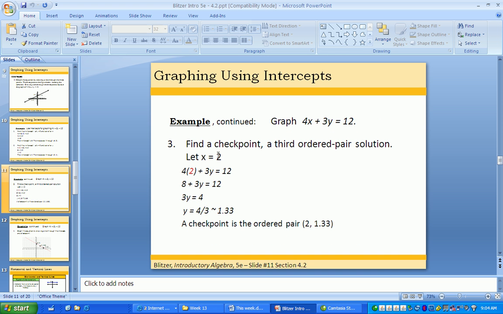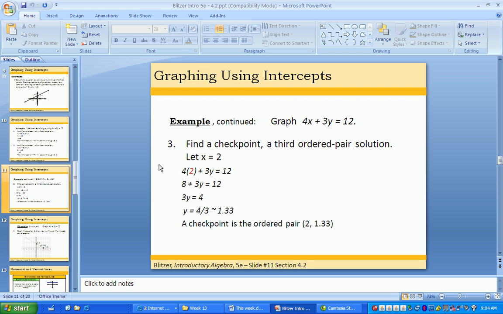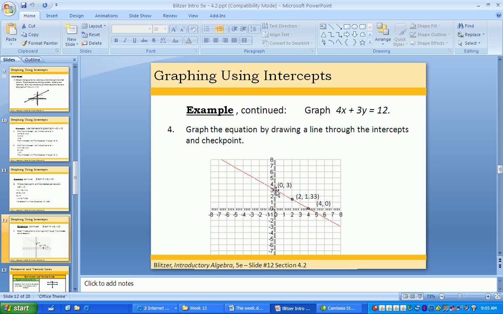We could pick pretty much any number you want to choose here for the checkpoint. They like to choose little simpler numbers, as long as it's not the x or y intercept values. So we set x equal to 2. When x is equal to 2, y is equal to 1.33. So we got our third checkpoint, 2 comma 1.33, and when we plot those points, we get 1, 2, 3 points plotted. Sure enough, the line goes through all 3 points. Therefore, it's a good solution.